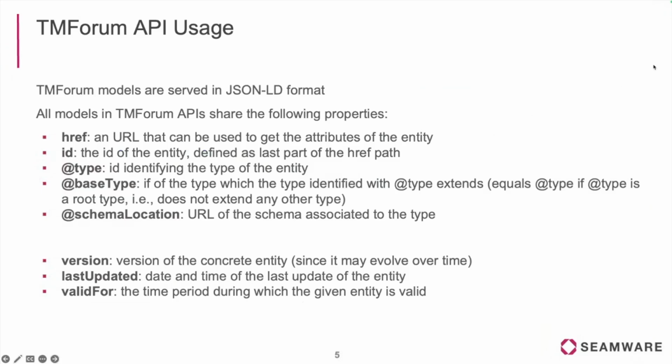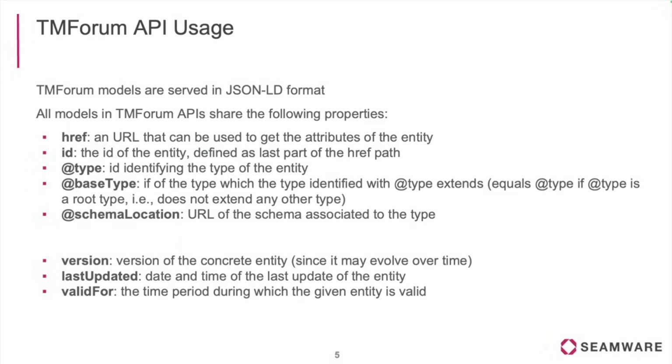Okay, but how do the TM Forum APIs actually look? The TM Forum APIs, as we said, are REST APIs, and the format of the body, or the format of the entities, is JSON-LD. As JSON-LD, all the TM Forum APIs are going to share a couple of properties, including the id, which will be the ID of the entity, the @type, which basically identifies the type of the entity you are handling. You are also going to have an href. Typically it is a link that you can use in order to get the entity itself.